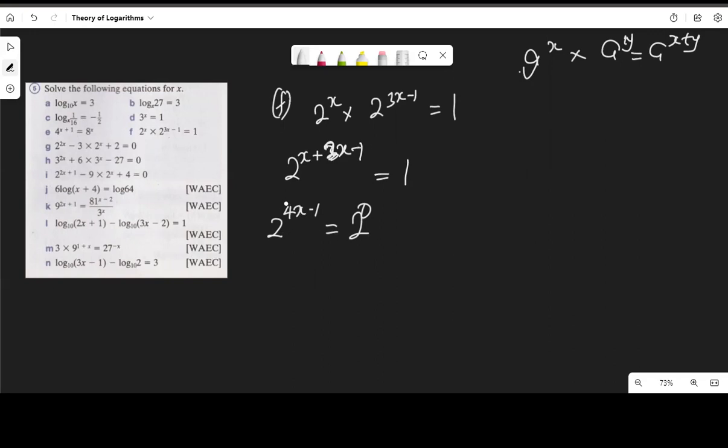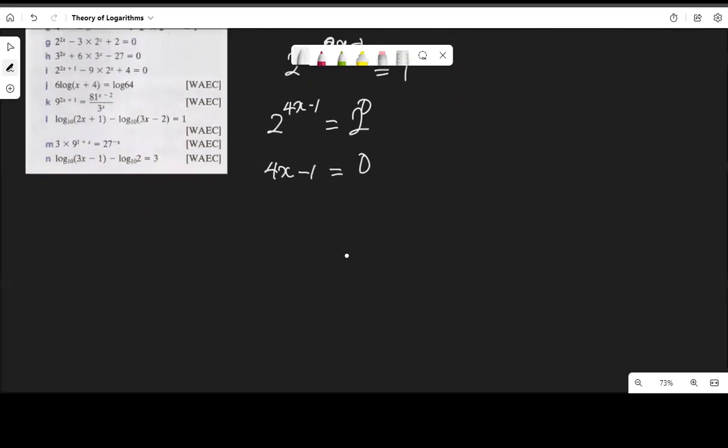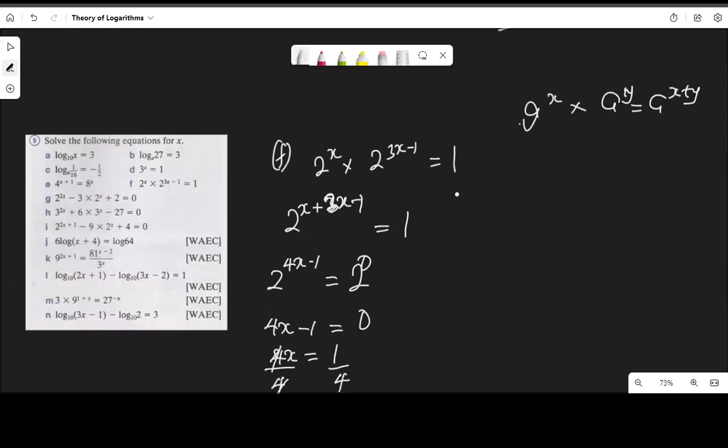Now the bases are the same, we can equate the powers. 4x minus 1 is equal to 0. That means 4x is equal to 1. Divide both sides by 4. x is equal to 1 over 4. So the 4 cancels this. That is question F.